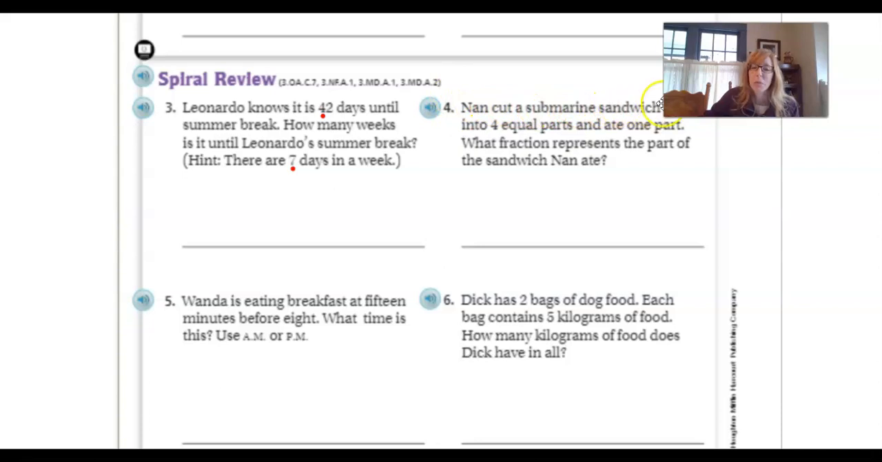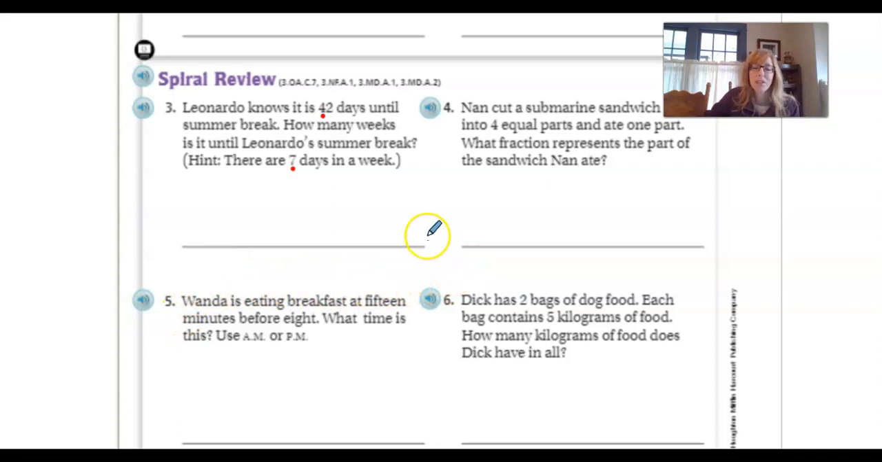Nan cut a submarine sandwich into 4 equal parts. We're equally dividing, and she ate 1 part. What fraction represents the part of the sandwich that she ate? That would be 1 of the 4 parts, 1/4.